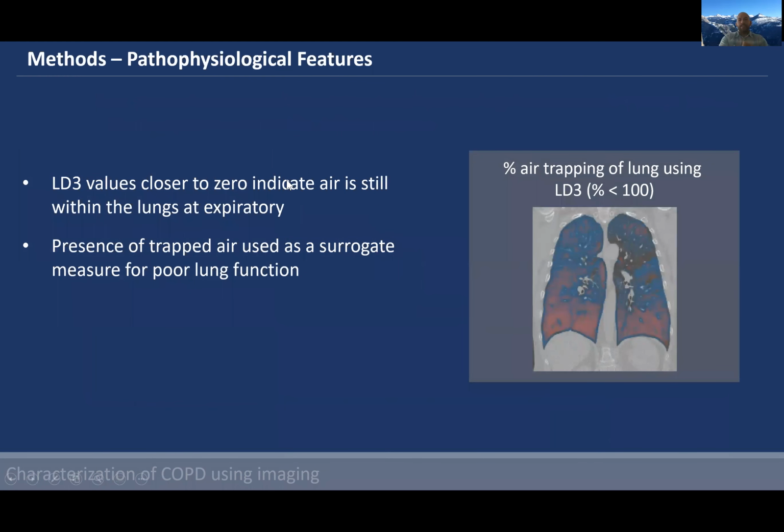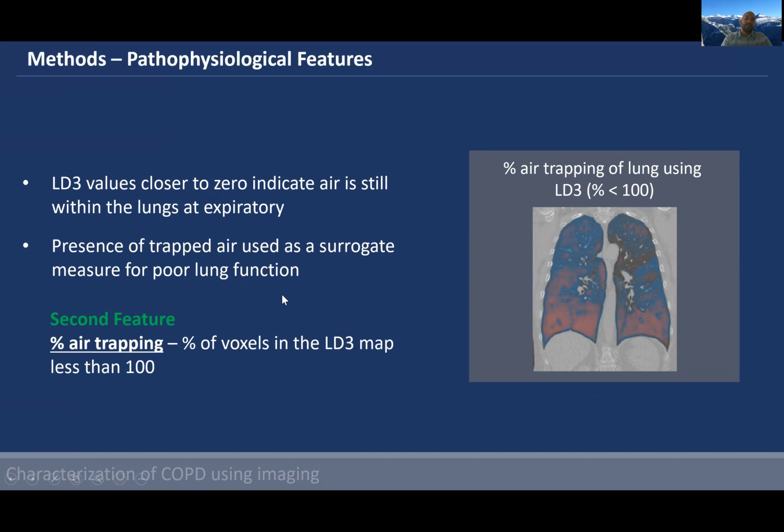Well, LD3 values within this map that are close to 0 indicate that air is still trapped within the lungs when you exhale. So imagine you're a patient, you inhale and they image you and you have air in your lungs, so it's low density. Then you exhale, right? And you have poor function, you have obstructed airways, so air is not able to leave, right? So you have air still in your lungs and you end up having low density as well. So your difference between your acquisitions is a small number. Now, the presence of the trapped air within the lungs, we use as a surrogate measure for poor lung function. So we use both of these images to summarize that measure.